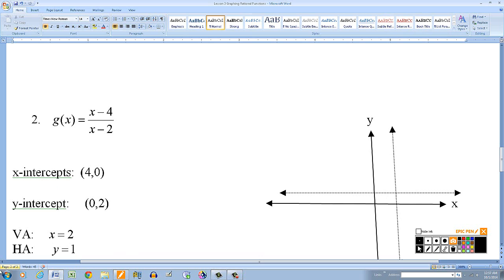The horizontal asymptote is determined by the degree. In this case, the degree of the numerator and the denominator are the same, 1 and 1. So you take the coefficient of the lead term on top over the lead term on the bottom, 1 over 1, and you get y equals 1. So I go over here in the coordinate system, 1 unit up, and I draw my horizontal asymptote, y equals 1. Now it's just a matter of putting this together on the number line.